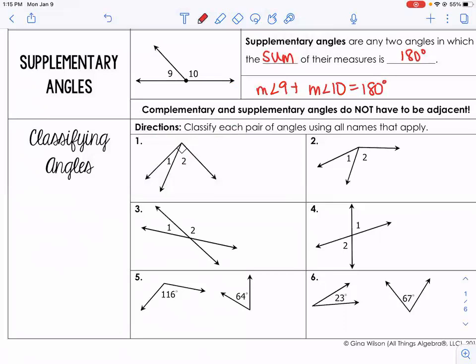Okay. Same situation here. They can be adjacent, like in this picture, but they don't have to be adjacent. When they are adjacent, what do they form? 180 degrees is a straight line. So when they are adjacent, you'll be able to draw a straight line with the non-shared sides. Okay, so that's kind of how we're going to pick that out.